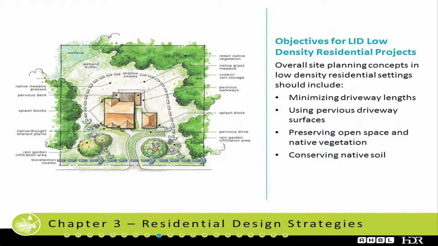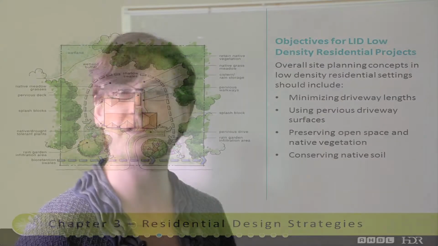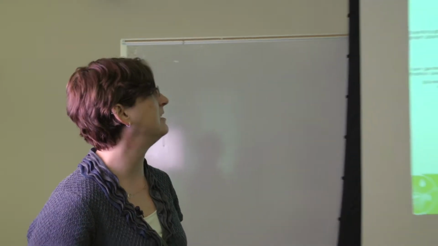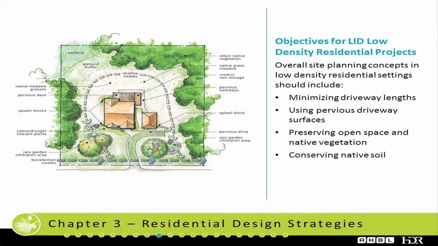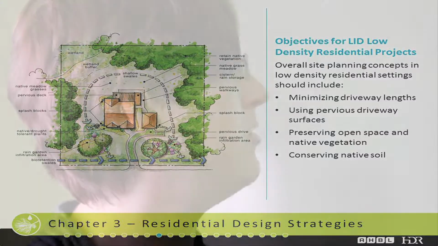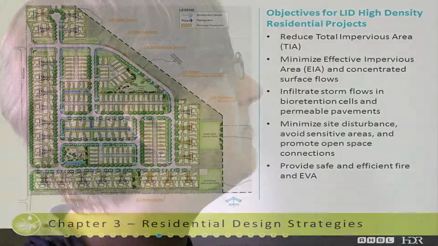All right, switching gears to low impact development for residential projects. In the manual we discuss low density and high density residential projects. For low density residential projects, overall site planning concepts need to include minimizing driveway lengths where appropriate, using permeable pavement driveway surfaces where BMPs are appropriate, preserving open space and native vegetation, and conserving native site soils.